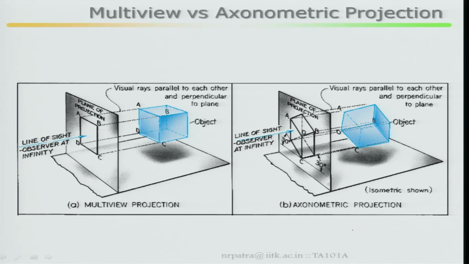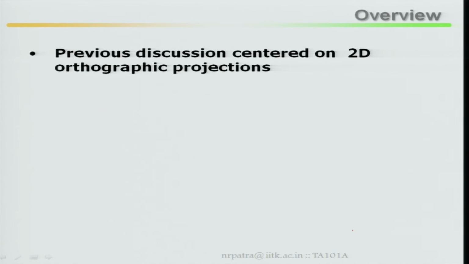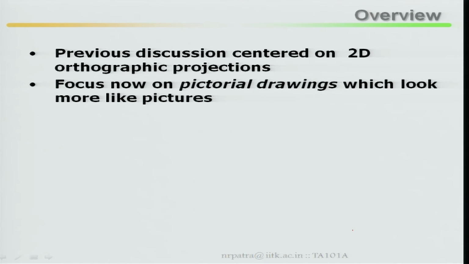That means with a single rotation, slightly rotating, you can visualize three faces. Previous discussion centered on 2D orthographic projections. Focus now on pictorial drawing, which looks more like a picture. It is basically a pictorial drawing. The picture should be produced as a picture, not as a front view, top view and side view. It should look like a picture.